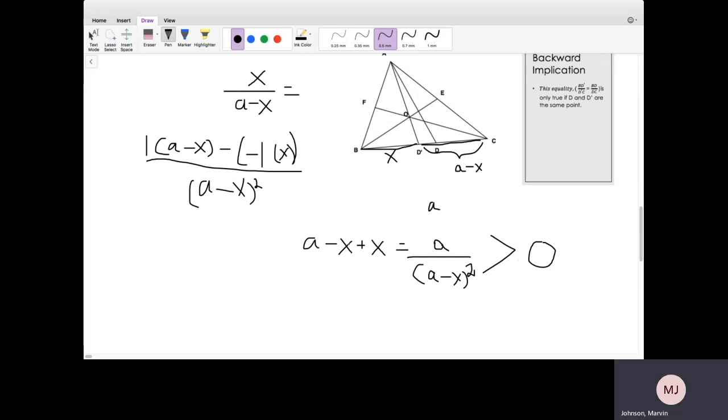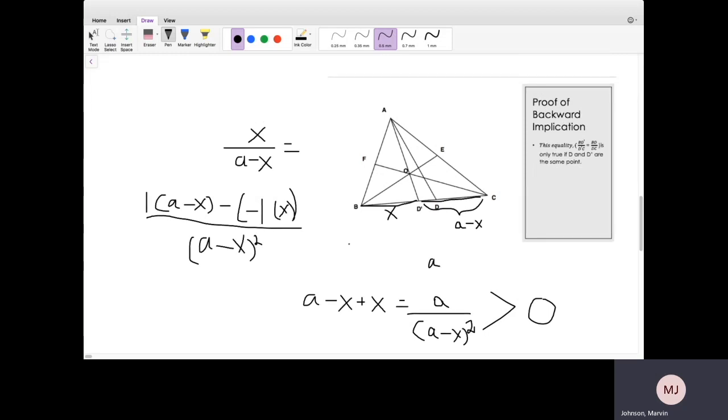So we know that this function is monotonically increasing, which means it's a one-to-one function. So there are no two X values, which means there are no two lengths, BD prime or BD, that can give us the same ratio, BD prime over D prime C or BD over DC. There are none that can give us the same ratio. So we know that if BD prime over D prime C is equal to BD over DC, then D prime and D have to be the same exact point because this is a monotonically increasing function.